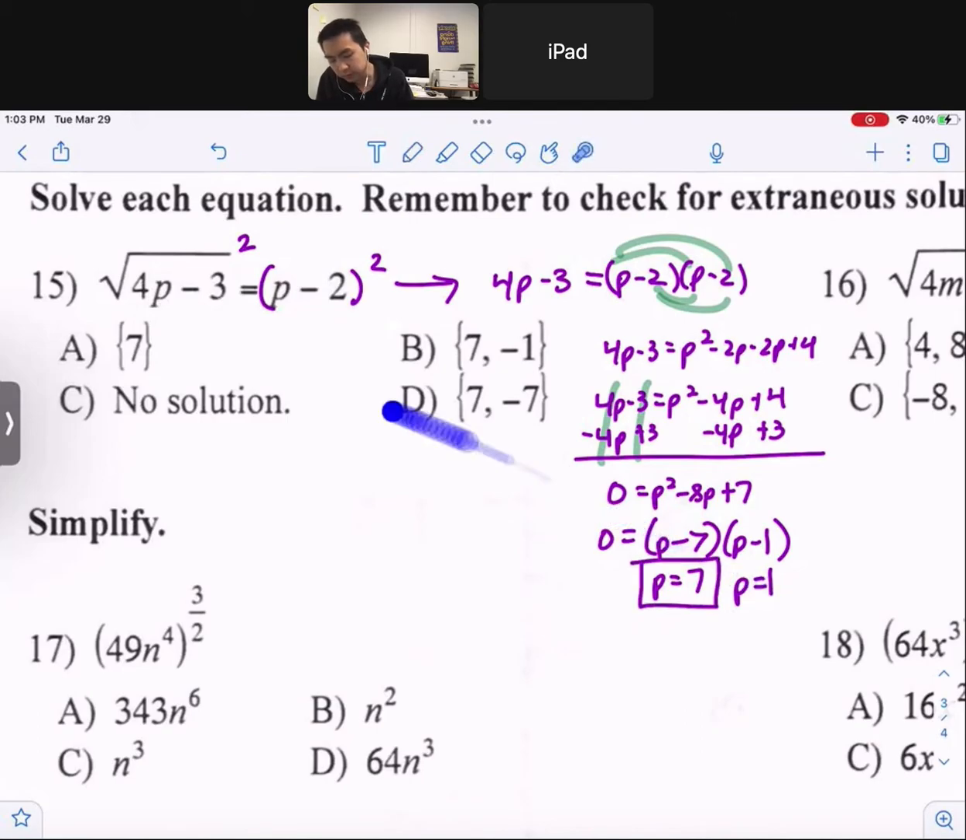But how about this one? Well, if you plug in 1 into here, 4 times 1 is 4. 4 minus 3 is 1. Square root of 1 is just 1. So this side's positive 1. But if you plug in 1 into here, that'd be negative 1. A positive 1 does not equal negative 1. So that means this cannot be an answer. So your only answer should be 7 for A.